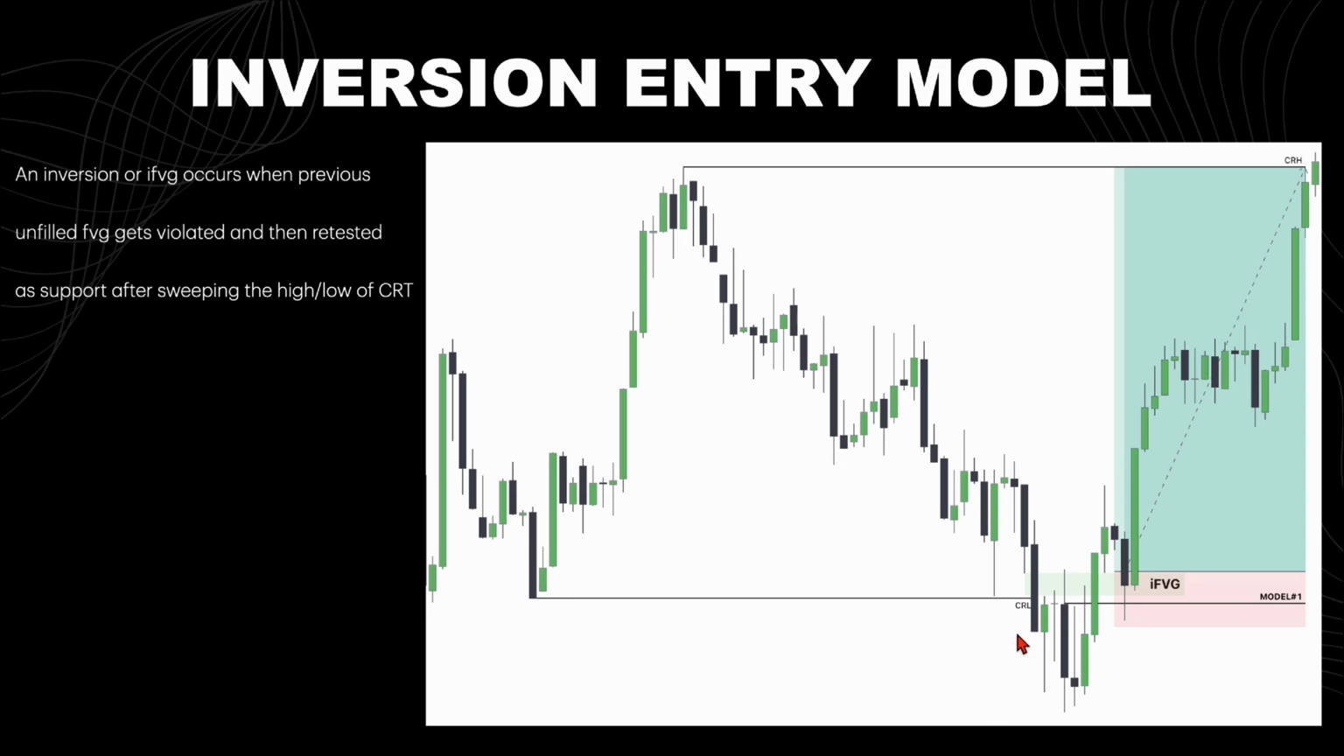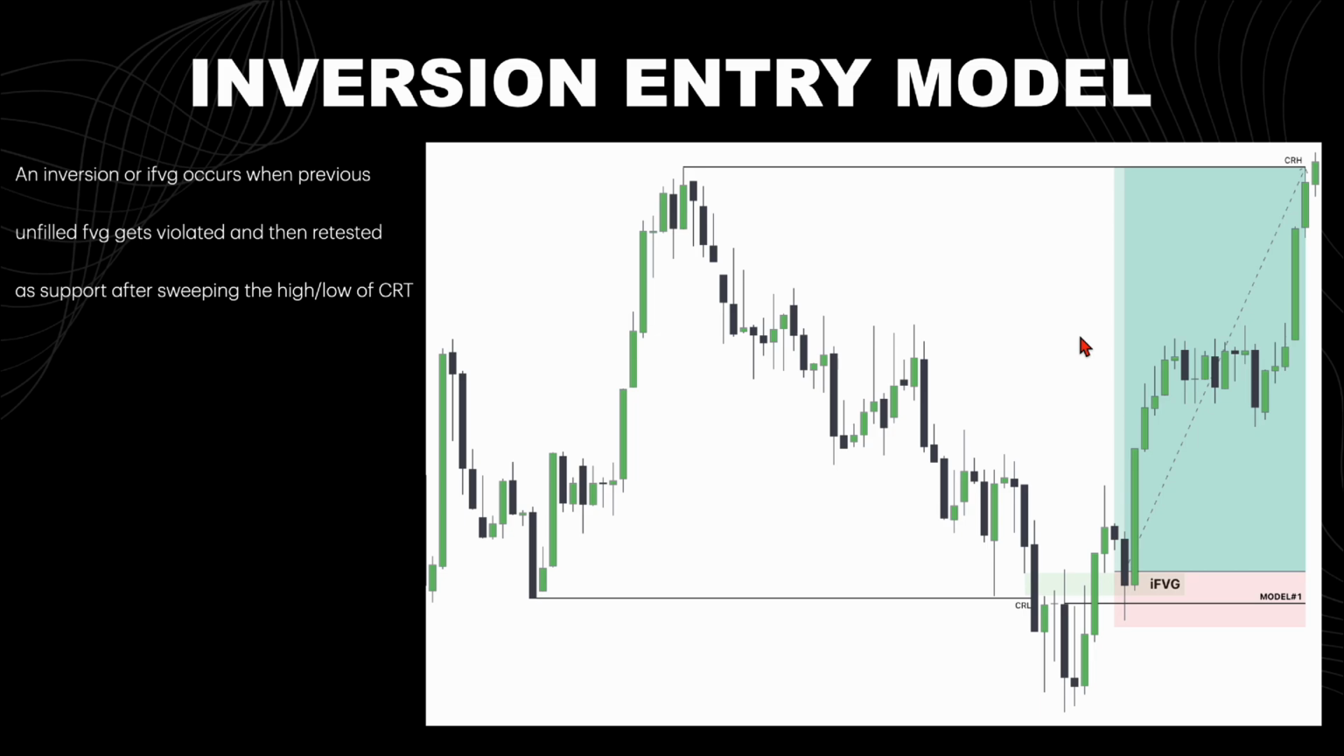In this chart, you can see the CRT low is swept, and this old fair value gap gets violated and price returns to retest the IFVG. This retest acts as a support zone, aligning with Model number 1 confirmation for a bullish entry, and the price targets the opposing CRT end. This model combines market structure with institutional price levels to improve entry accuracy.